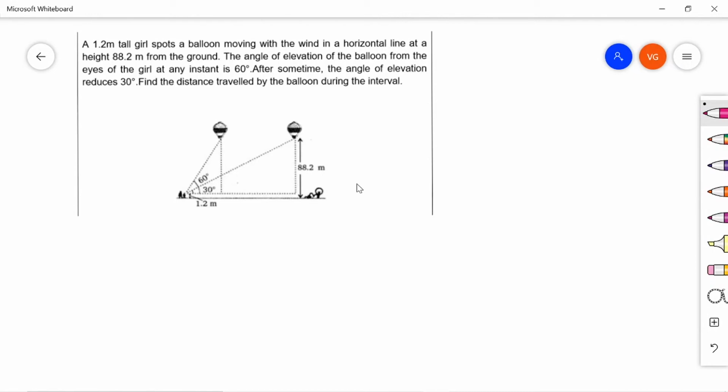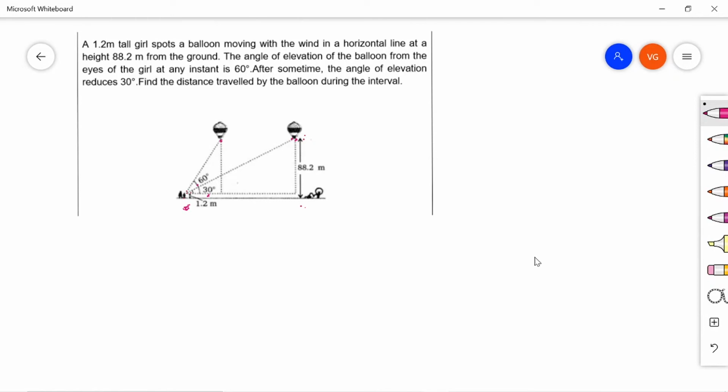I request the students to read the question 2-3 times, understand the given picture here, and try to redraw the picture. Here a girl is standing, 1.2 meters tall. She saw a balloon at an angle of 60 degrees. After some time, the balloon moved, and now she observed the balloon at an angle of 30 degrees, and the balloon is at a height of 88.2 meters from the ground.